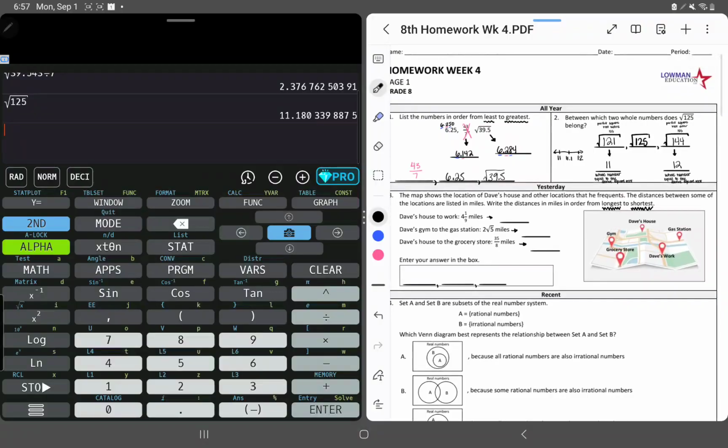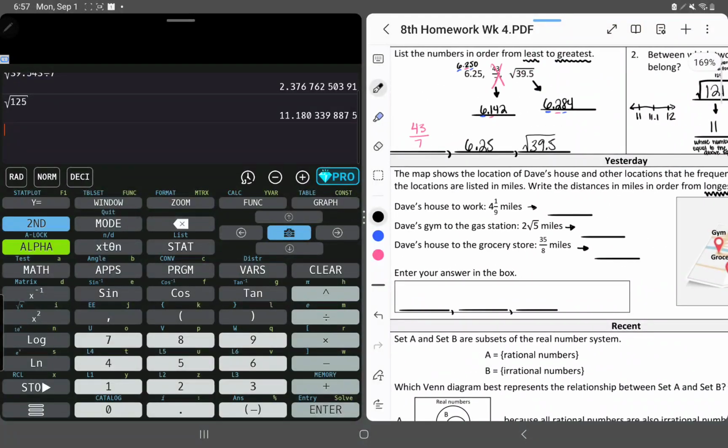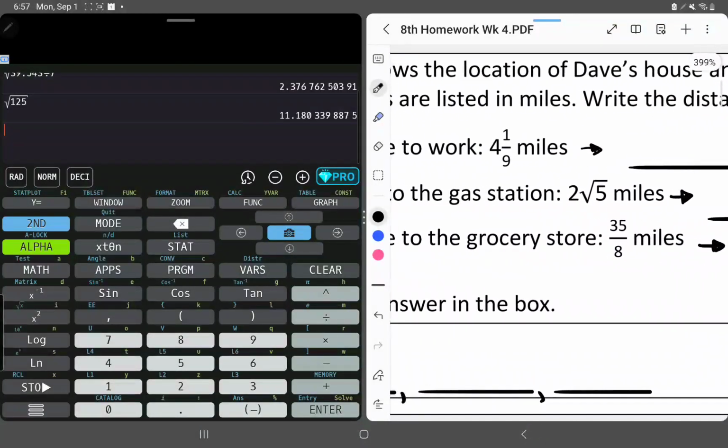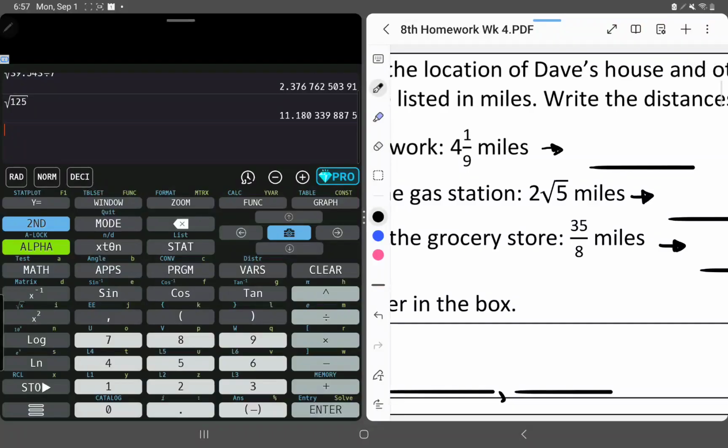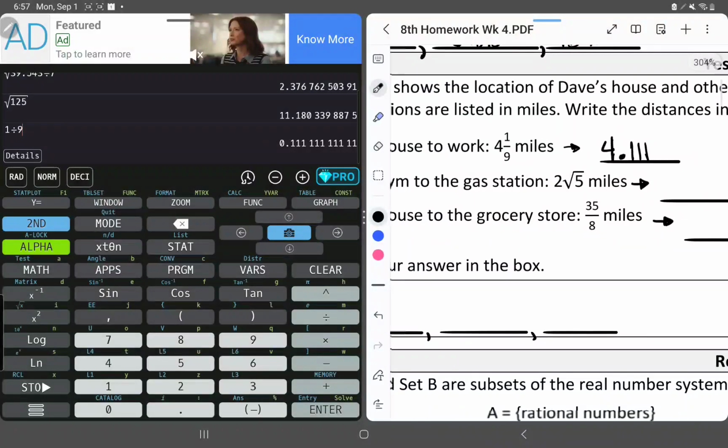The next one says, the map shows the location of Dave's house and other locations that he frequents. The distances between some of these locations are listed in miles. What are the distances from longest to shortest? So we need to compare them by turning them into decimals. For 4 1/9, I'm going to write down this 4 and then add the decimal for the 1/9. We do 1 divided by 9, which gives us 0.1 repeating, so we have 4.111.